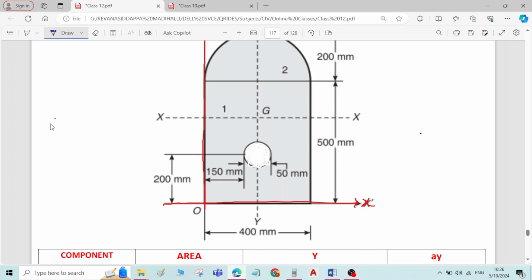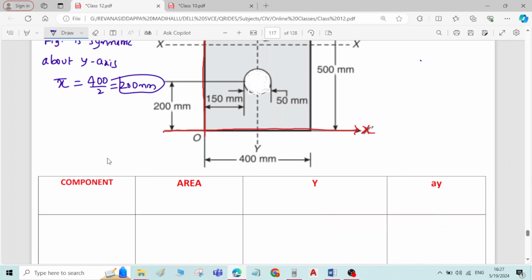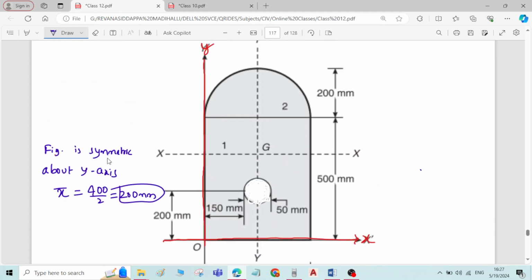So in the solution, I'll write: figure is symmetric about y axis. Therefore, x bar is equal to total 400 by 2, which is 200 mm. 200 mm will be the answer for x bar. Now we have to find the y bar.